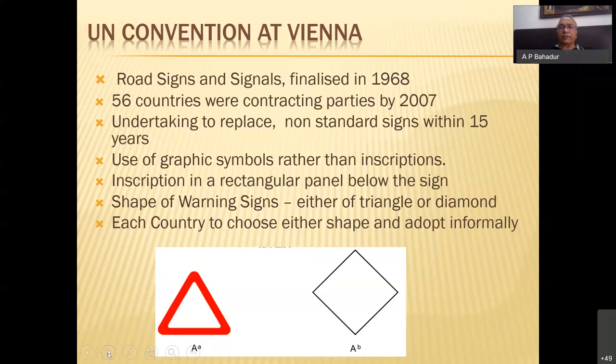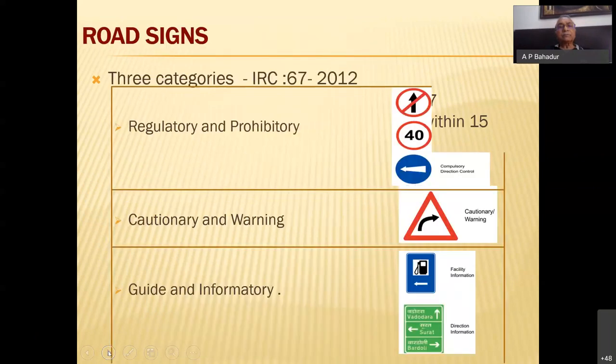Sometimes some of the sheeting manufacturers are using diamond shapes for some of the signs, which is absolutely wrong, and one should never try to do that. So these are some of the basics that one should keep in mind.